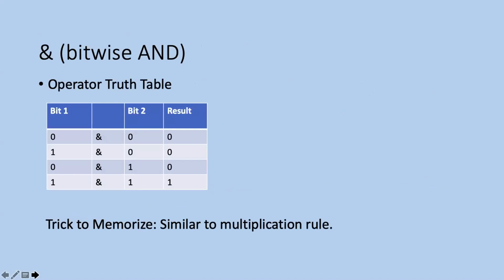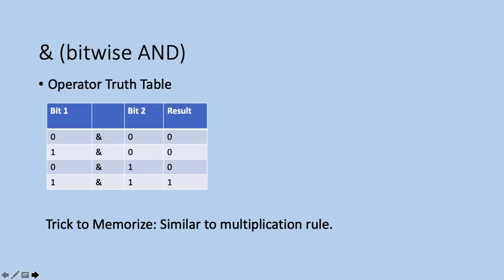And I'll go straight into the table, right? So what happens with bitwise AND, let's say we have 2 bits, 0 and 0, right? If I'm doing 0 and 0, the result would be 0. 1 and 0, the result would be 0. 0 and 1, result would be 0. 1 and 1, result would be 1.